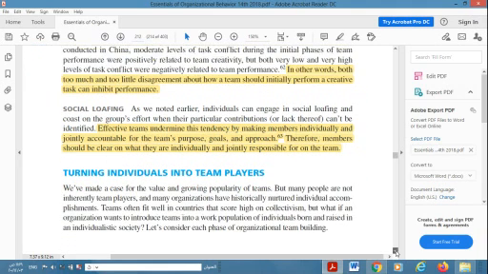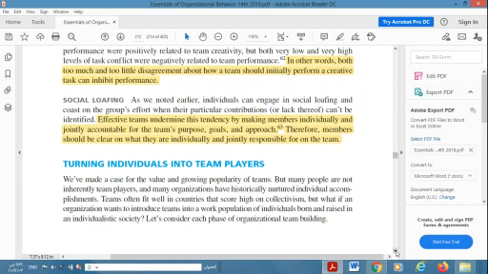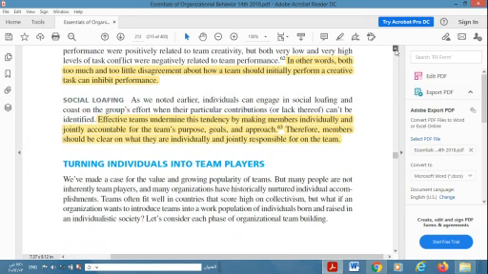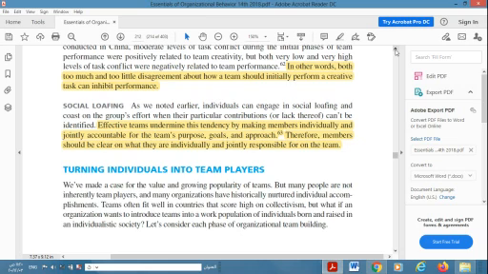controlling of these conflicts. Social loafing, effective teams undermine this tendency by making members individually and jointly accountable for the team's purpose, goals and approach. Therefore, members should be clear on what they are individually and jointly responsible for on the team. Okay, so again, in this case the members I want should be members who actually have a main role in the team. Only people who have a specific task within the team should be added. So again, members should be clear on what they are individually and jointly responsible for on the team.